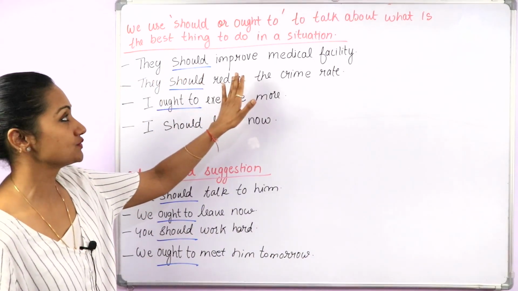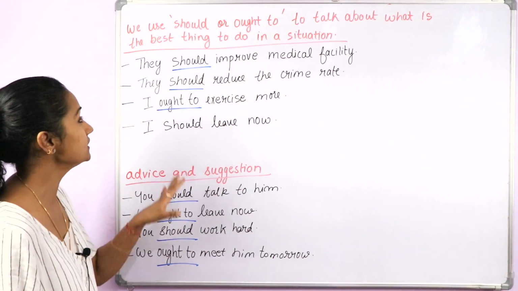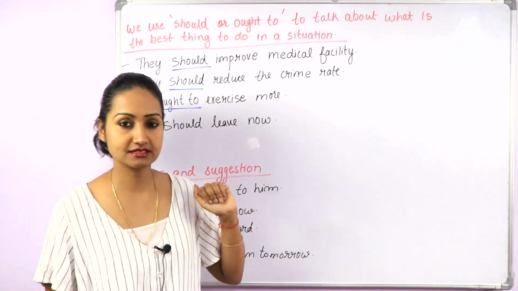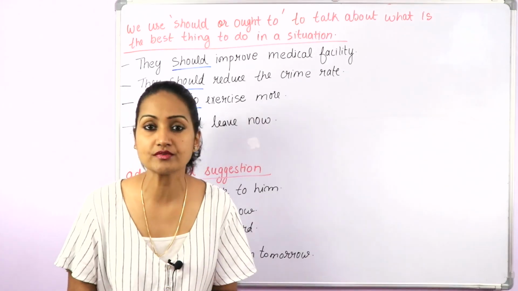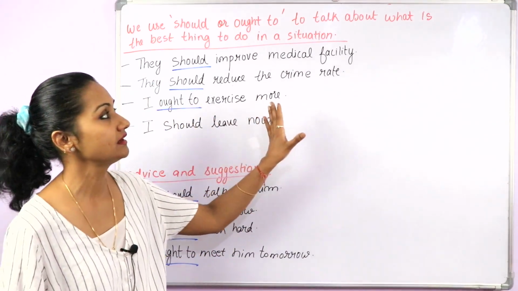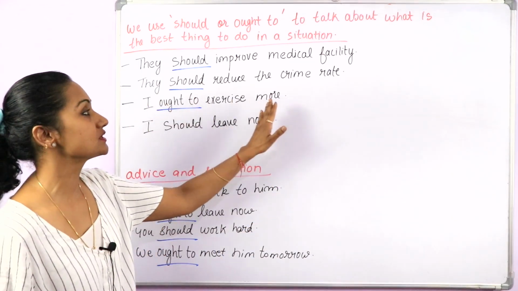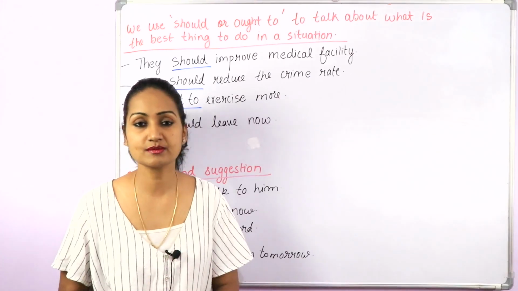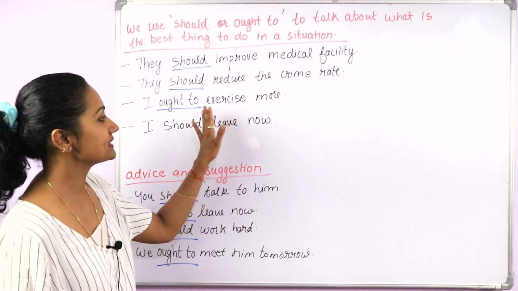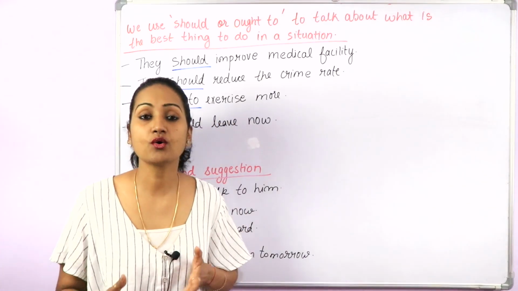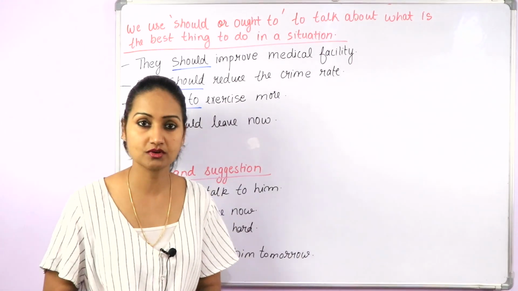We use should or ought to talk about what is the best thing to do in a situation. For example, they should improve medical facility. Here medical facility is not that great, so they should do something to improve it. So this is the best thing to be done in this situation. They should reduce the crime rate. Crime rate is increasing day by day, so they should do something to reduce it. I ought to exercise more. I'm getting fat. I ought to or I should exercise more. So this is the need of the hour.